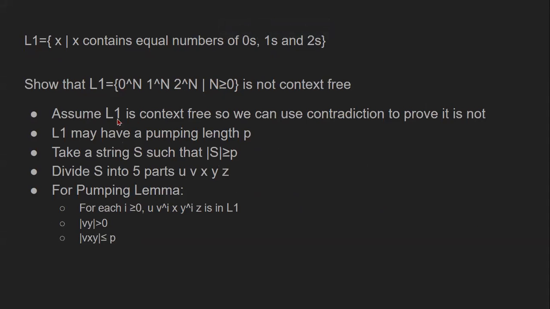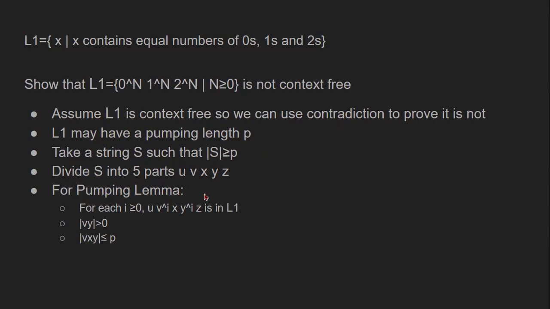Before we can do that, we must assume that L1 is context-free, so we can use the pumping lemma for context-free languages and use contradiction to prove that it is not a context-free language. L1 may have a pumping length P. So we'll take a string S such that the length of S is greater than or equal to P, the pumping length. We will divide S into 5 parts, U, V, X, Y, and Z.